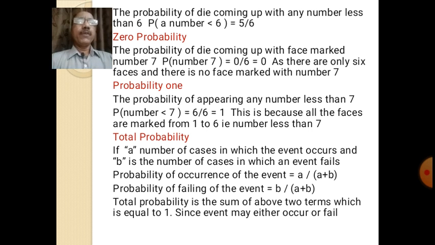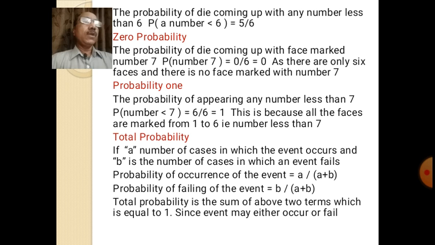The probability of the die coming up with any number less than 6. Which are the numbers less than 6? 1, 2, 3, 4 and 5. So, 5 divided by 6 is the probability of a die coming up with any number less than 6.